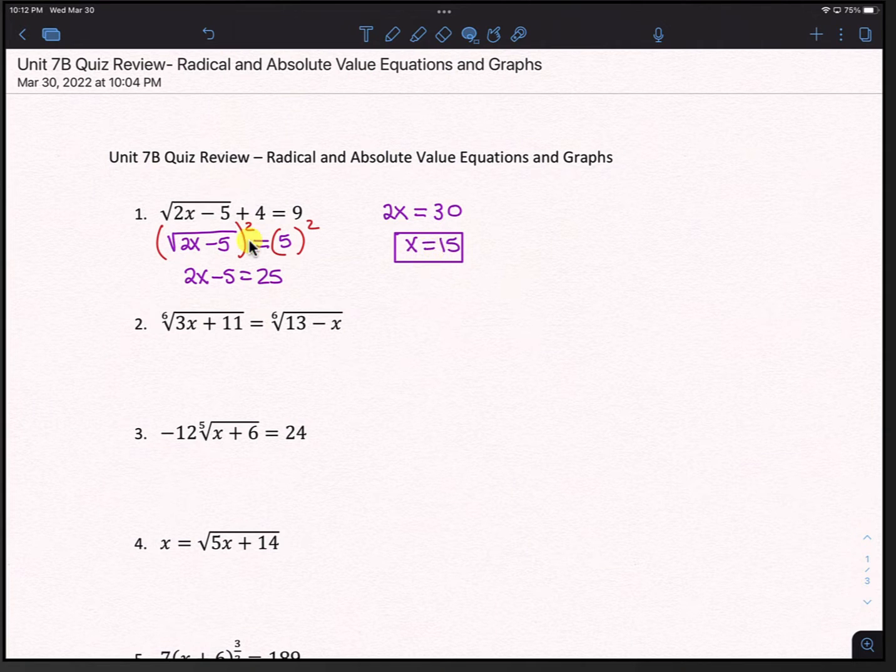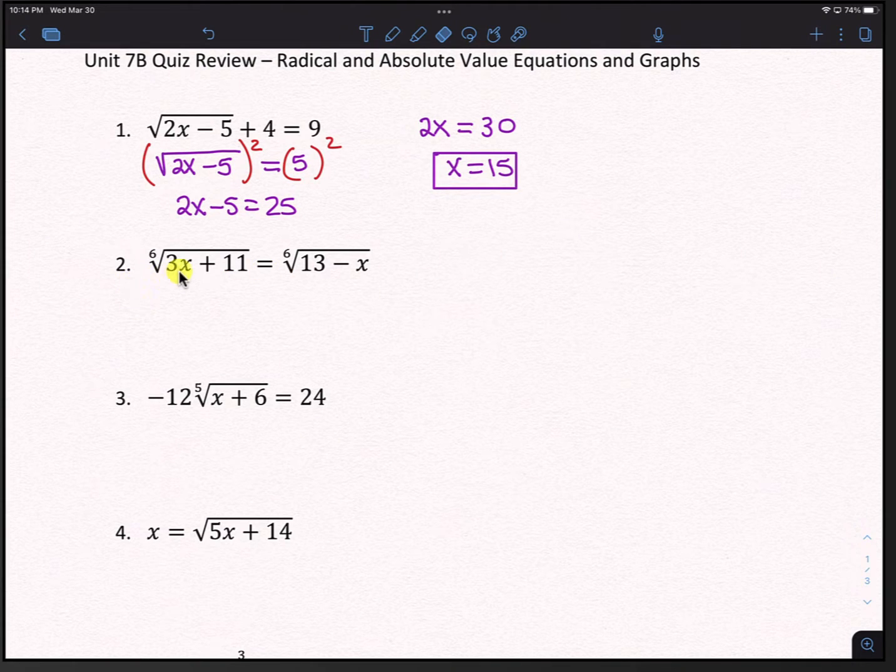Now we should plug in the 15 for x in the original equation just to check to make sure that it works. So 2 times 15 is 30, minus 5 is 25, square root of that is 5, and then plus 4 is 9. So it does work, and our solution is x equals 15.